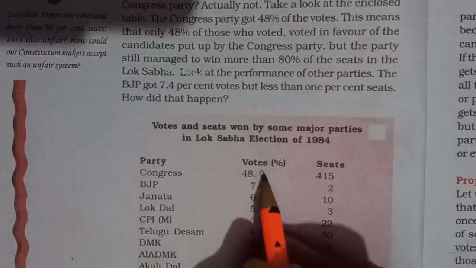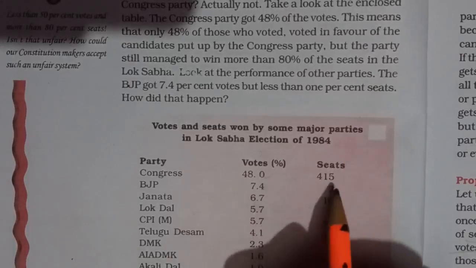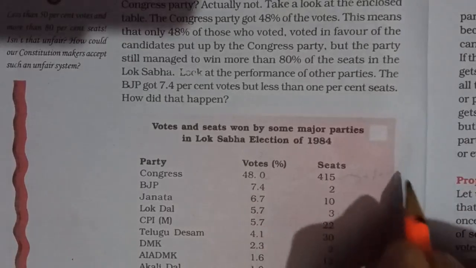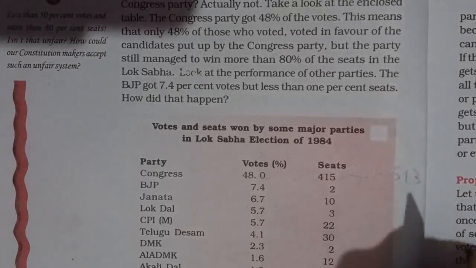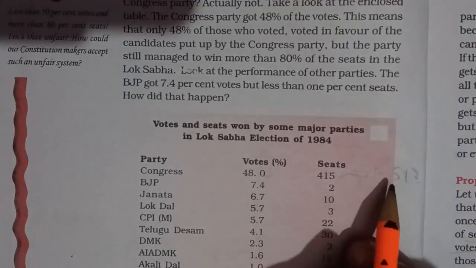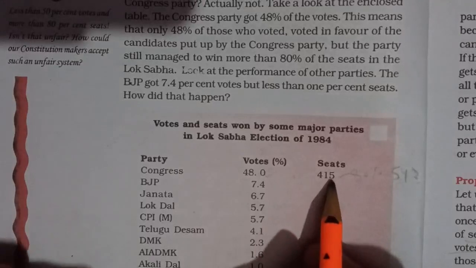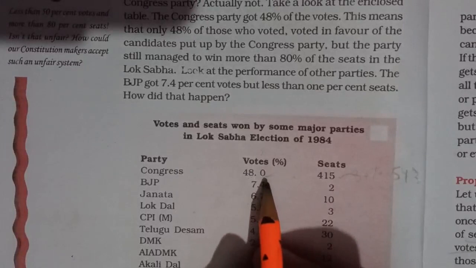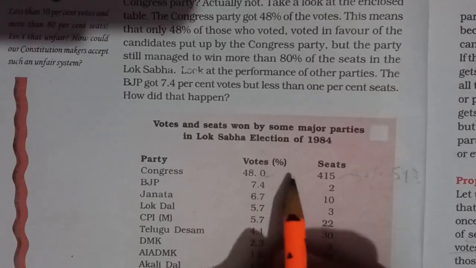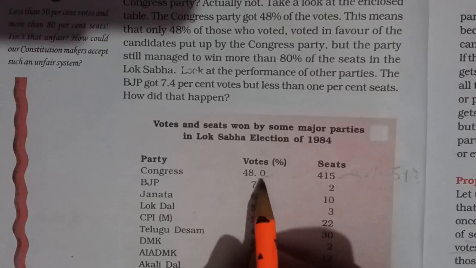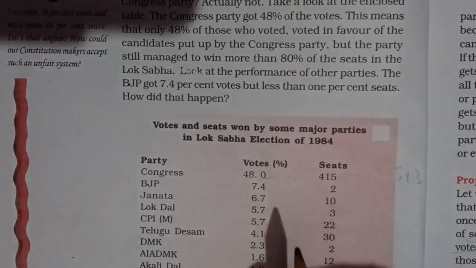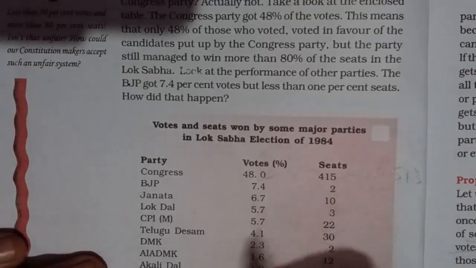48% of votes Congress got, but they achieved 80% of seats. 415 was around 80% of 543. It means Congress achieved 80% of the seats from 543, that is 415 seats, but they only got the support of 48% of the people. Not even 50% of Indians wanted Congress to be in the central government, but still they managed to get 80% of the seats. This is how we start studying the system, and how these disparities are happening here.